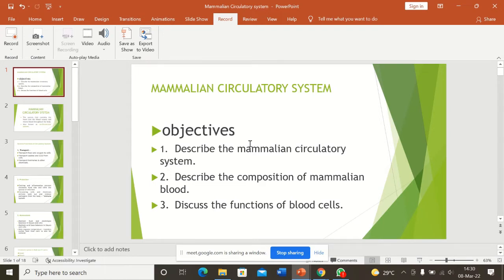Thank you for confirming. Now, our today's objective: by the end of this lesson, you as the learner are supposed to be able to describe the mammalian circulatory system. Objective number 2 is to describe the composition of mammalian blood. Then lastly, you should be able to discuss the functions of the blood cells.